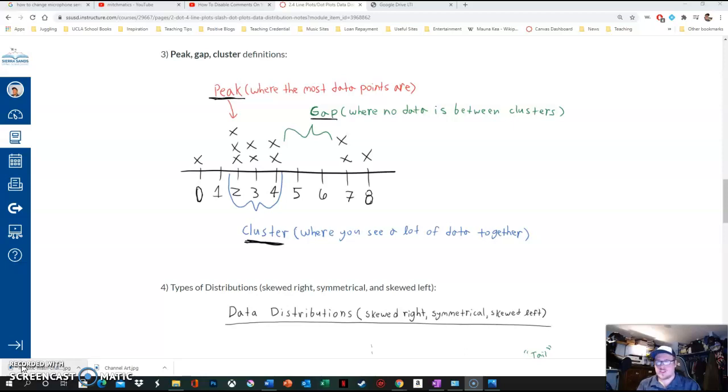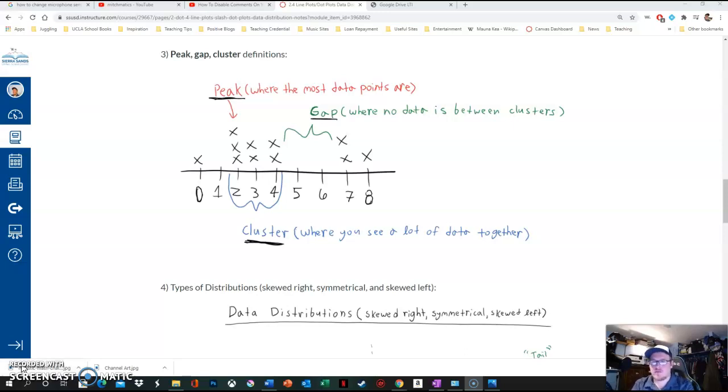Hello everyone, so this is going to be a reteach on how to do the peaks, gaps, and clusters in the data distributions on our classwork from Thursday. So please pay attention because this is really important to know when we're describing and understanding data distributions. So I wanted to just reiterate what a peak, gap, and cluster is.